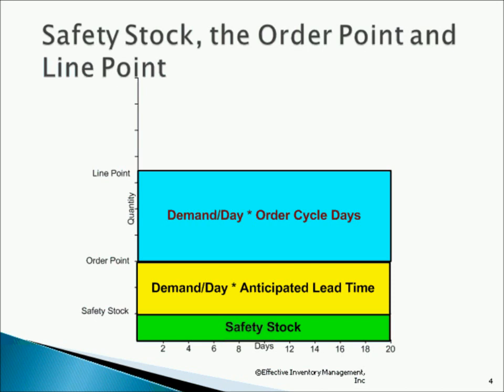In fact, we add that order cycle demand to our anticipated lead time demand and safety stock to get what we call the line point. The line point represents, let's say, an order up to level. If you continually order up to the line point, you will achieve great customer service. You will have on hand, in the vast majority of instances, what your customers want when they want it. We call this your maintenance inventory.